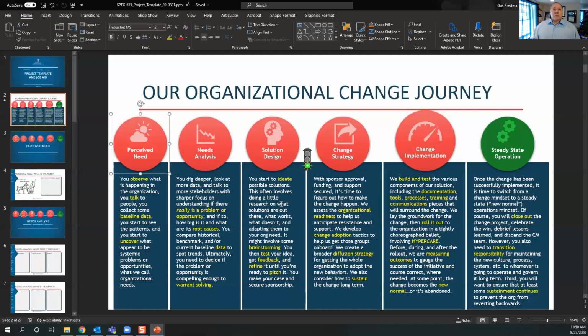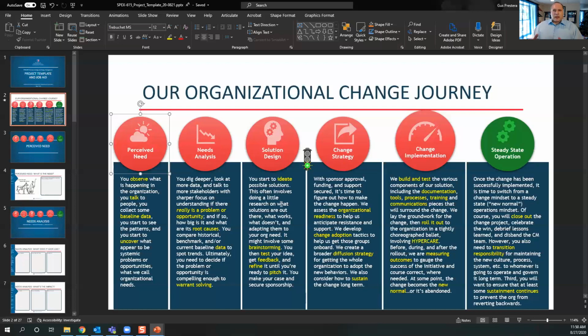Now, one of the common mistakes that people make is that they start off with the solution. They say, you know, this organization needs a new HRIS system, or it needs a new learning management system, or it needs a new customer relationship management system, or it needs a new process, or we really need to value customer service more, and we're going to put together customer service training.